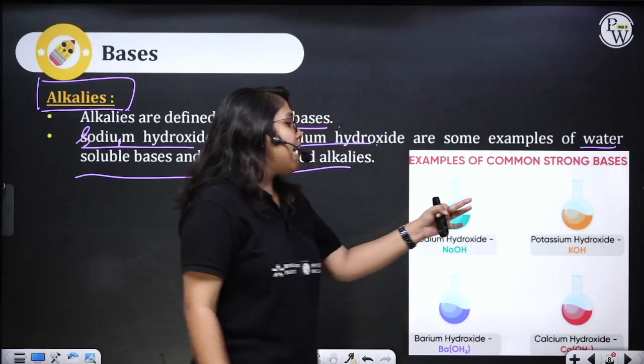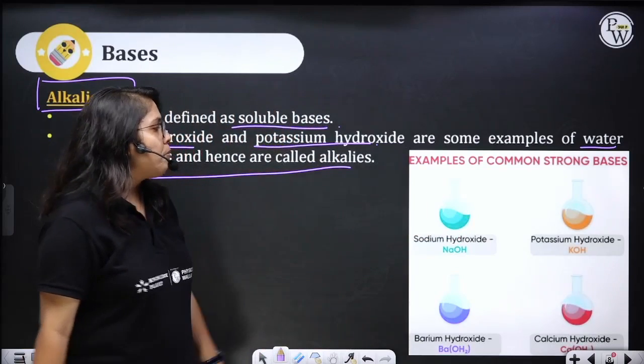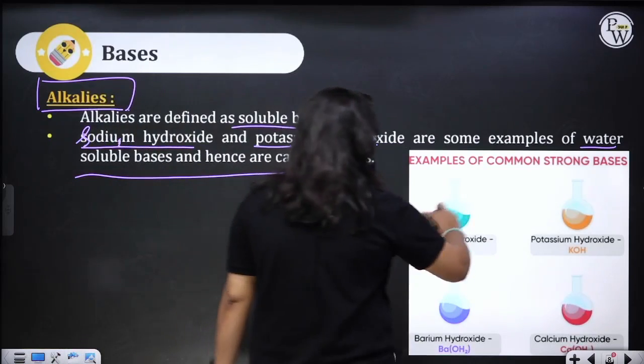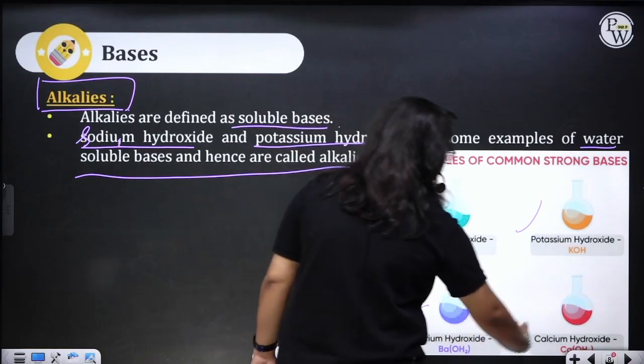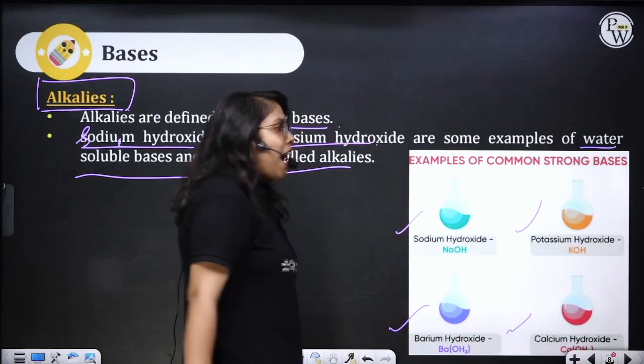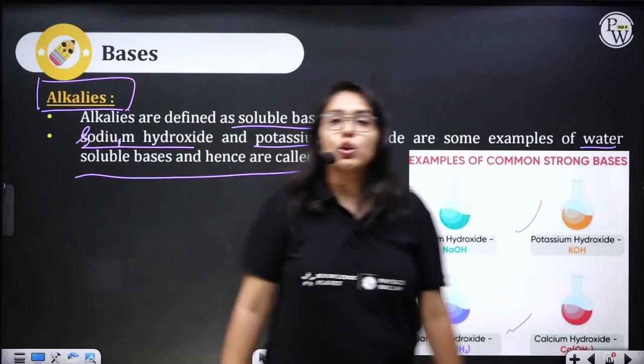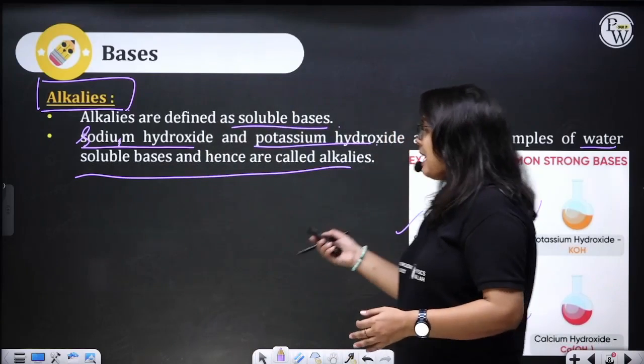Here you can see some examples of strong bases, which include sodium hydroxide, potassium hydroxide, barium hydroxide and calcium hydroxide. So this is about acids and bases.